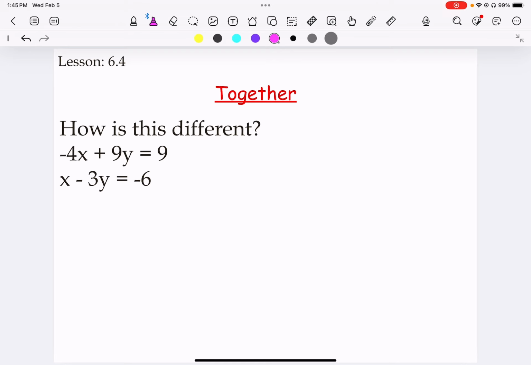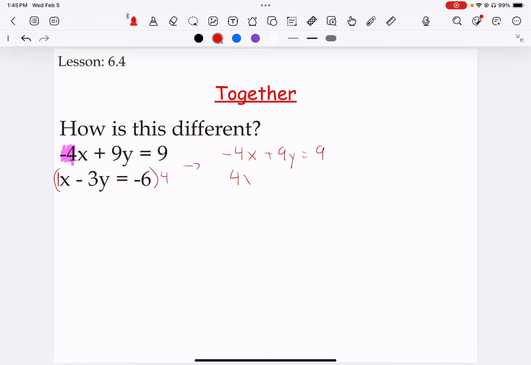The first thing I notice is that this is a negative 4x, and with the x there's a negative, an imaginary 1. So I'm going to multiply this entire bottom equation by 4. My top equation stays the same: negative 4x plus 9y equals 9. Now I have to multiply all three terms by 4.